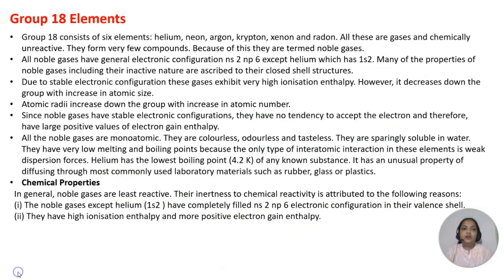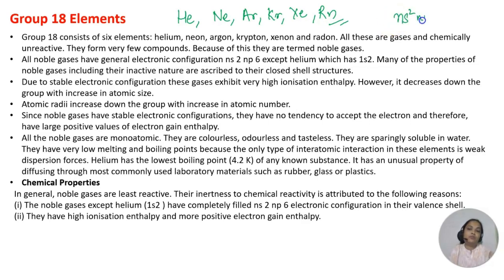Now let us talk about group 18 elements. Group 18 has 6 elements: helium, neon, argon, krypton, xenon and radon. You know these are all noble gases because these are unreactive gases. Why are they unreactive? Because their outermost shell is completely filled. ns2np6, they have 8 electrons, except helium, of course, which has 1s2. Now, because of the stable electronic configuration, they have high ionization enthalpy, which however will decrease as we move down the group.